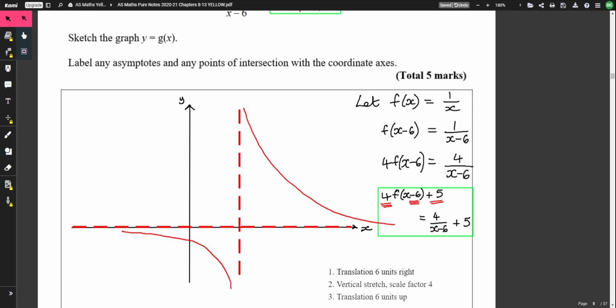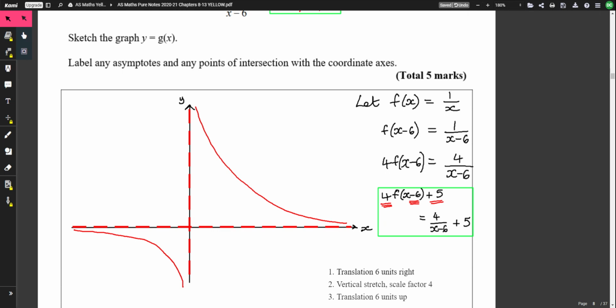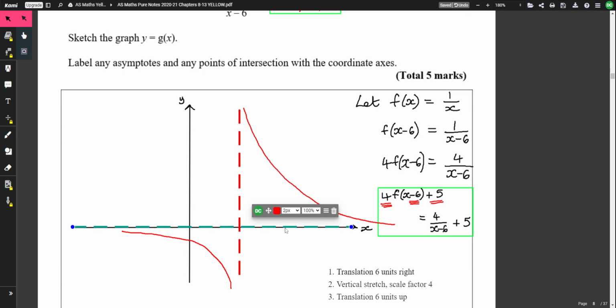Just a quick note about when you're drawing your asymptotes, when they are on the axes, like the x axis one is at the moment, make sure it's visible. So it's thicker than the line underneath it and dotted. If you can't see it, then the examiner's not going to be able to see it either. Make sure it's clearly visible. So here I've made the thickness of the dotted line a bit thicker than the x-axis, and same with the y-axis. So that's the first translation done.